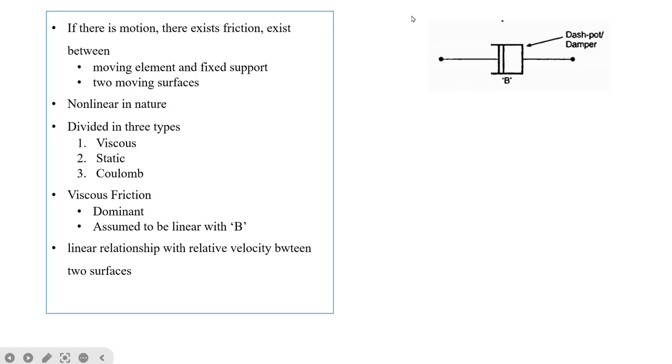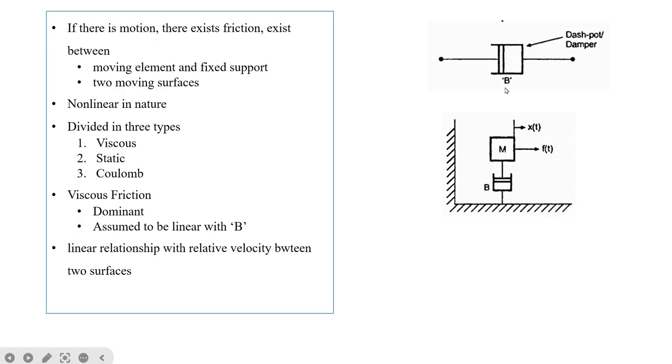Now here you can see this is a dashpot or a damper, which represents that there exists some friction. If you consider this mechanical system, you have a mass and a dashpot which is connected in between the moving surface. This mass M is the moving surface and this is the rigid body. You are applying a force f of t, and there will be a displacement x of t here.